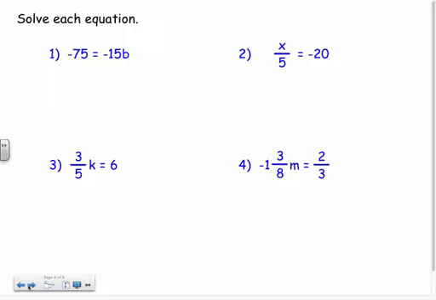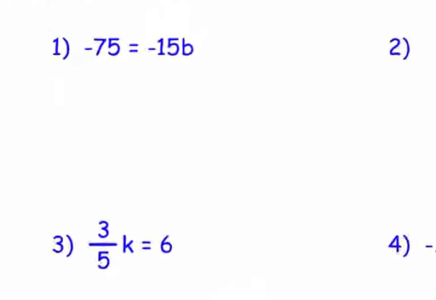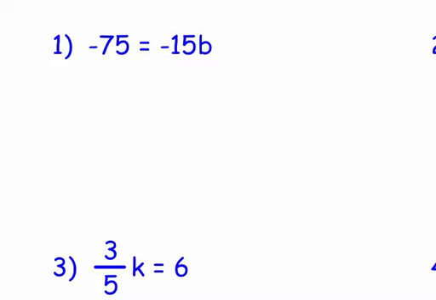Let's work in some multiplication and division now. So I find my variable in number 1, which is B. Well, what are you doing to B? You're multiplying by negative 15. The inverse of multiplying is dividing, so we'll divide by negative 15. Whatever I do to one side, I do to the other.